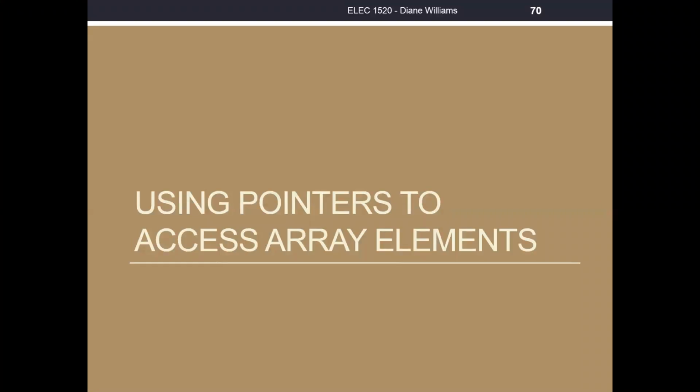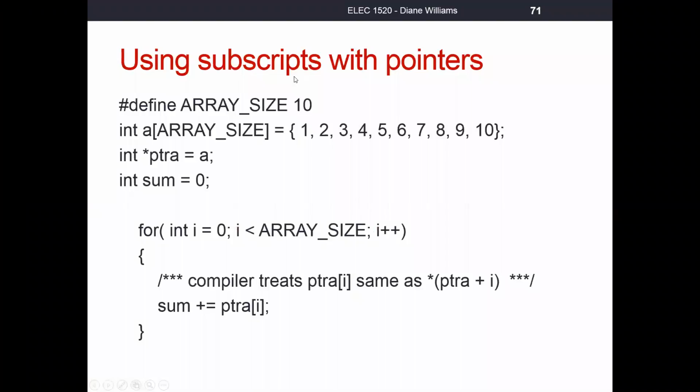Now let's learn how to use pointers to access array elements. We already know how to define arrays. In this example, an array has been defined of size 10. It has the numbers 1 through 10 stored in it with an initializer list. It has a pointer named PTRA, pointer A, that's going to point to the start of the array. And it's going to sum up the array elements.